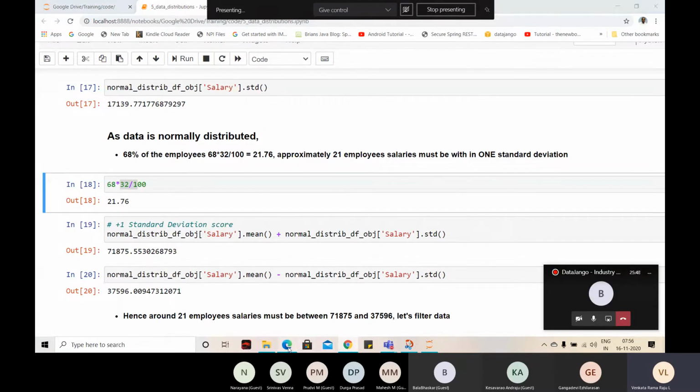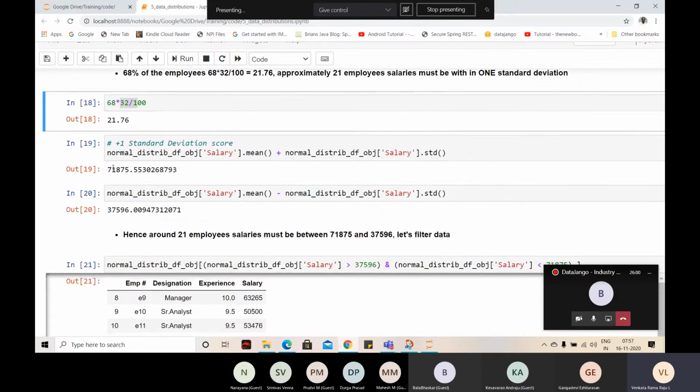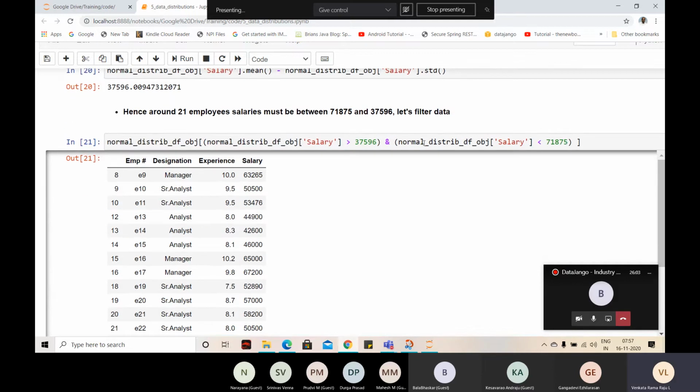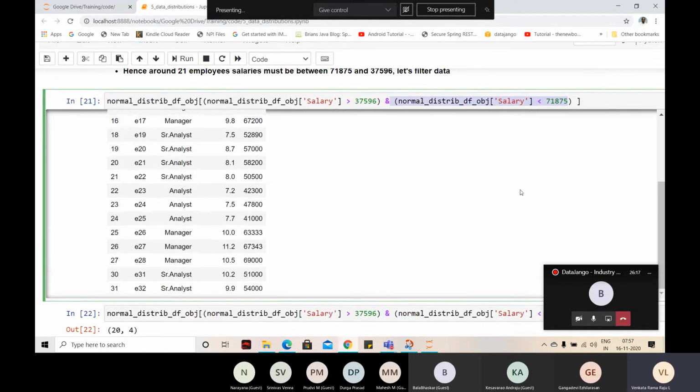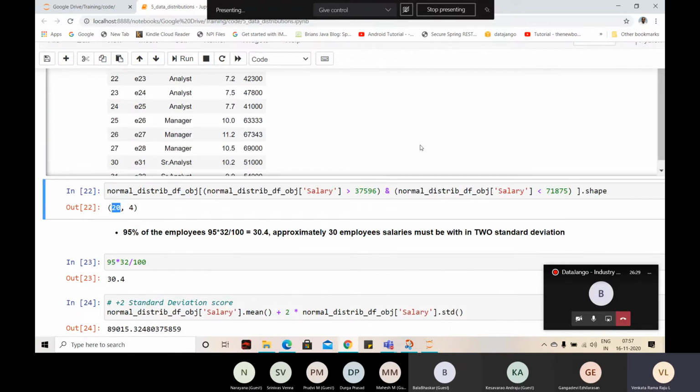What is within one standard deviation? 37,000 and 71,000 salaries. So I tried to filter the data, the number of people between these salaries: salary greater than 37,000 and less than 71,000. When I looked at the count, 20 people came there. See that when data is normally distributed, around 68% of the data is within one standard deviation. What is data here? Salaries.